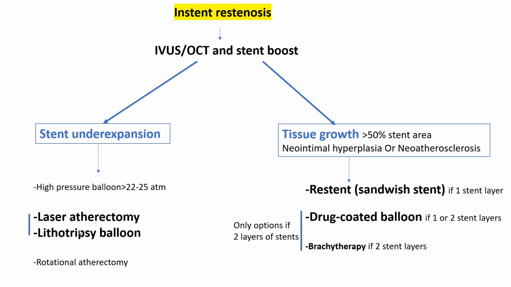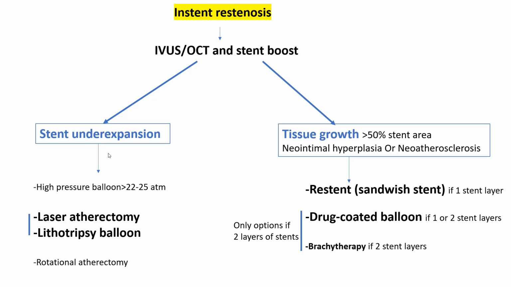Those will try to break the calcium and or the fibrosis behind the stent, the plaque behind the stent. Lithotripsy will break the calcium, laser will break the calcium and or the fibrosis behind the stent. And if you want to remember two procedures in stent underexpansion, it is those two, laser atherectomy and or lithotripsy balloon. We often start with lithotripsy balloon. It's easier to use and it's more widely available. Then if this doesn't work, laser atherectomy is a proper option.